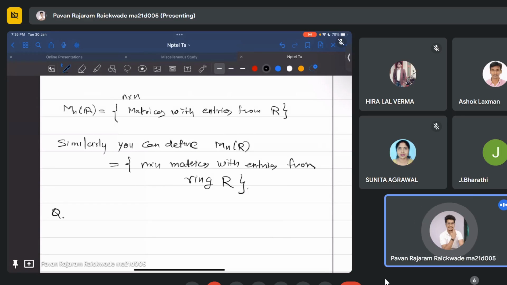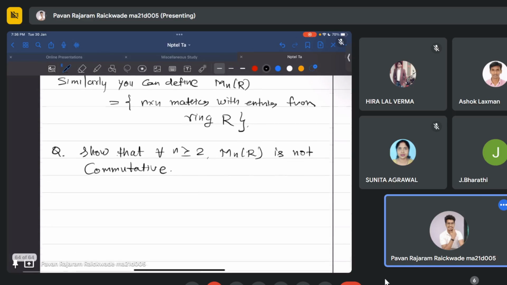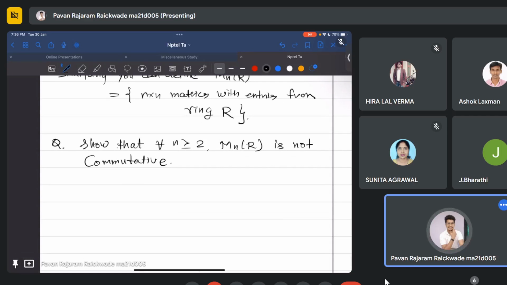So then the question is, show that for any n greater than or equal to 2, M_n(R) is not commutative, provided R is a non-zero, non-trivial ring. So how to show this? Not commutative means I have to explicitly find two elements whose product is not the same, AB not equal to BA.